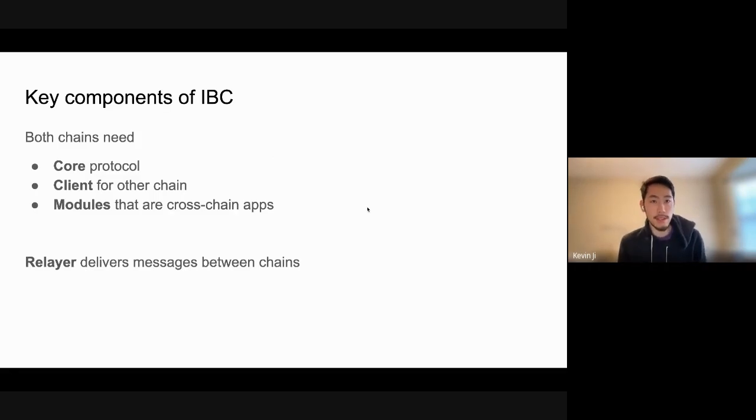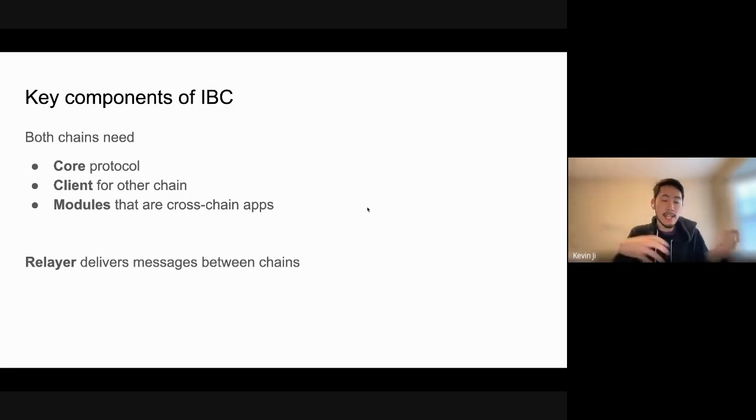So here are some of the key components of IBC. When we talk about IBC, typically we're talking about two chains that are communicating with each other. And both of the chains need to have some things built on top of them. They need the core protocol of IBC, which I'll talk about in the upcoming slide. This is the actual language of the messages that need to be sent across chain, so that both chains and the relayers in the middle will be able to understand the messages.